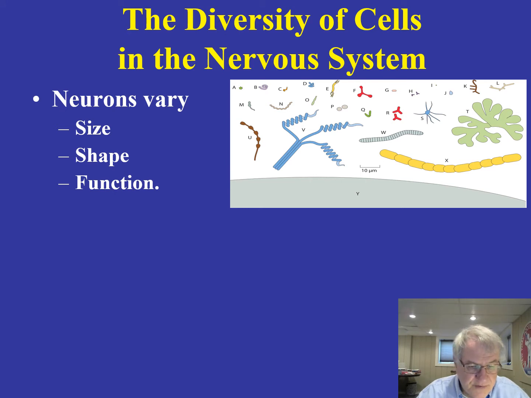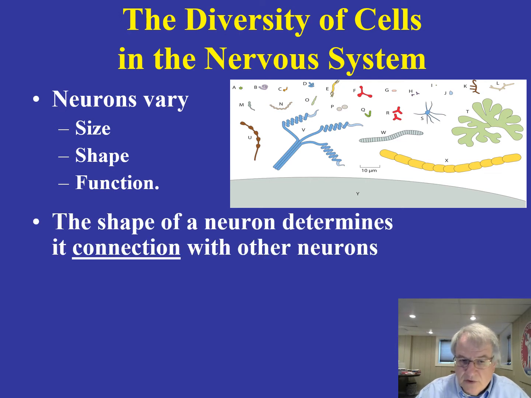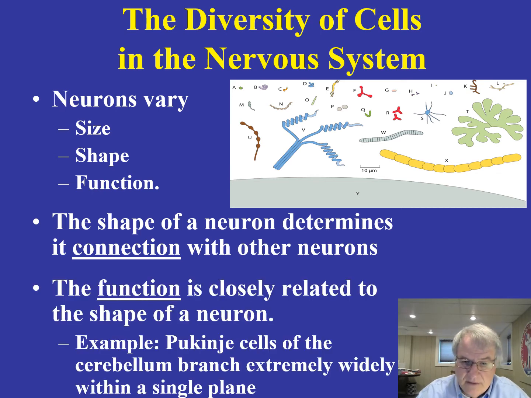There's tremendous diversity in terms of cells in the nervous system, and neurons vary greatly in terms of three basic qualities: the size, the shape, and the function. The shape of a neuron is really going to determine a great deal in terms of the connections that it makes with other neurons. And the function is also related to the shape of a neuron. A good example of this is what we call Purkinje cells. We see them in the cerebellum, and they have very, very wide branches. In a single plane, you see these branches going very, very far away from the soma of the cell.